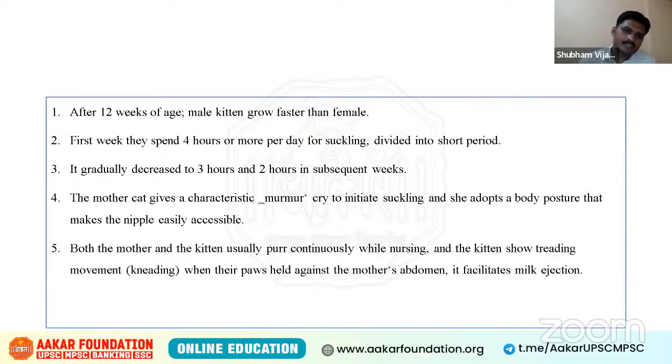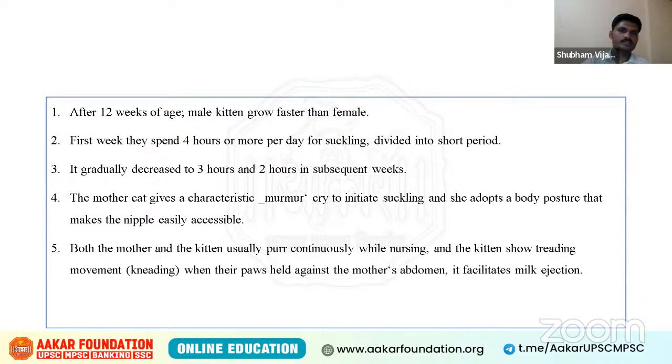Both the mother and the kitten usually purr continuously while nursing, and the kitten shows treading movements, meaning kneading. When their paws are held against their mother's abdomen, it facilitates milk ejection. So both the mother as well as the kitten assume a position so that the ejection and taking of milk becomes easy for both of them. So they sit in that particular position only.